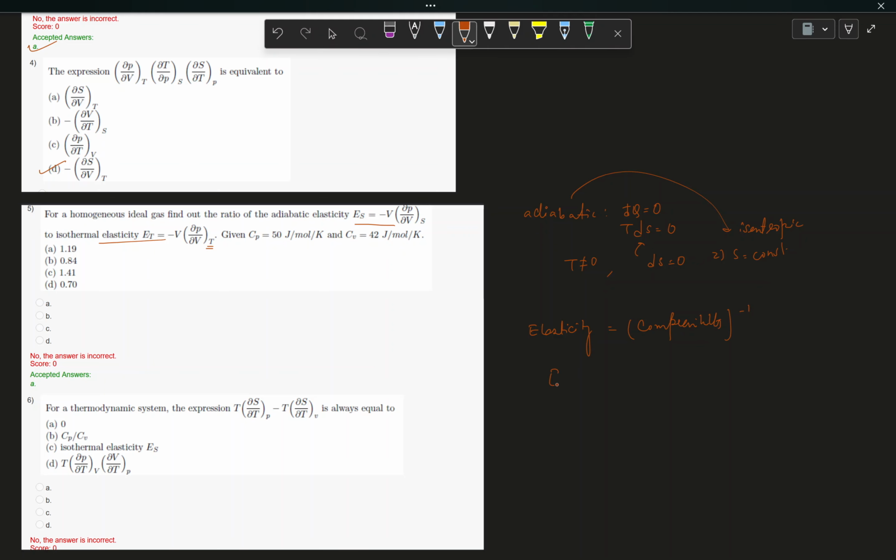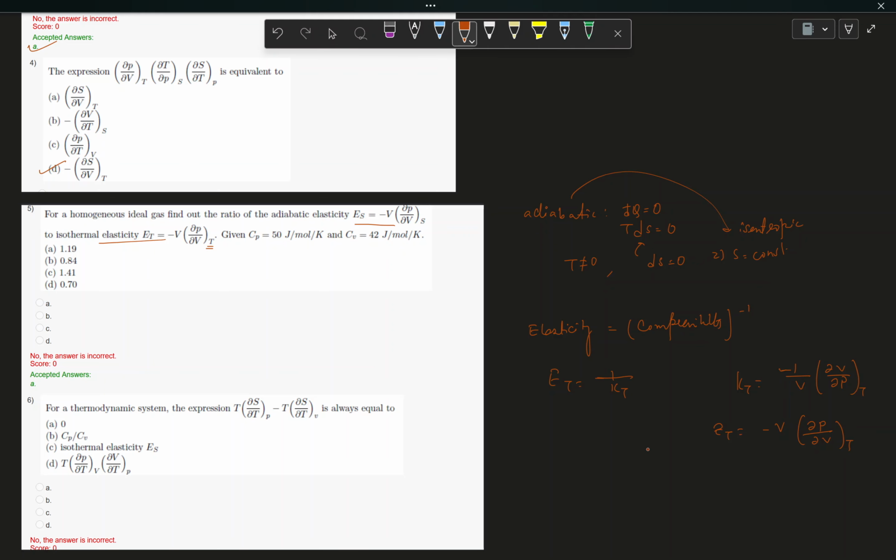Okay, so just like ET is equal to just 1 by KT. How? Because KT was just minus 1 by V del V del P with respect to P at T constant. So your ET will be just that inverse. So this is minus V del P del V at T constant. Right, so that is what is given here.